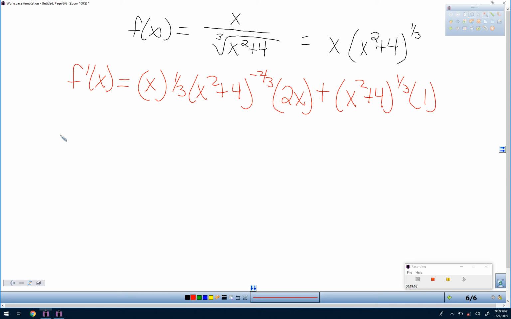That's your derivative, but if I wanted to clean it up, I'd take out my common factor, which in this case would be x squared plus 4, but take out its lowest power, which would be negative 2/3. Okay, negative 2/3.